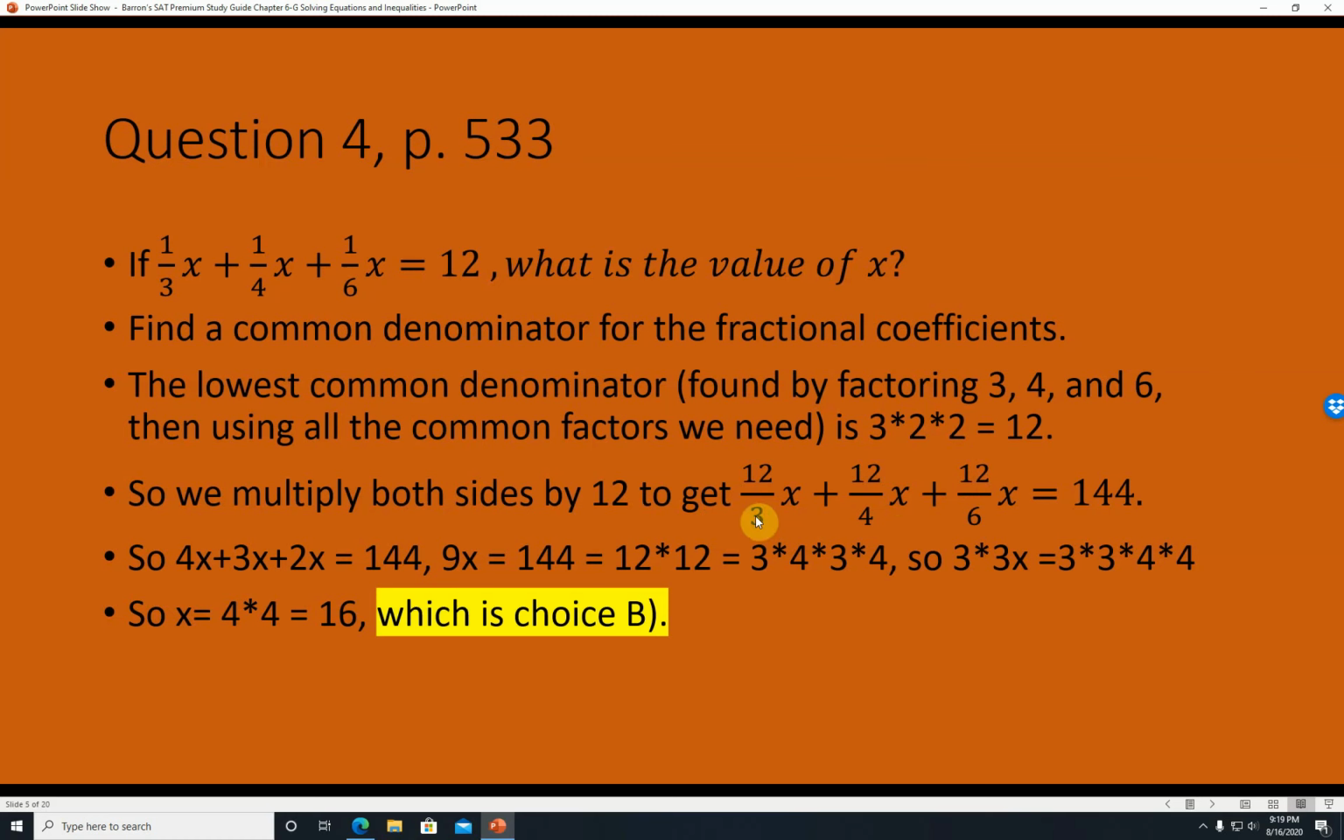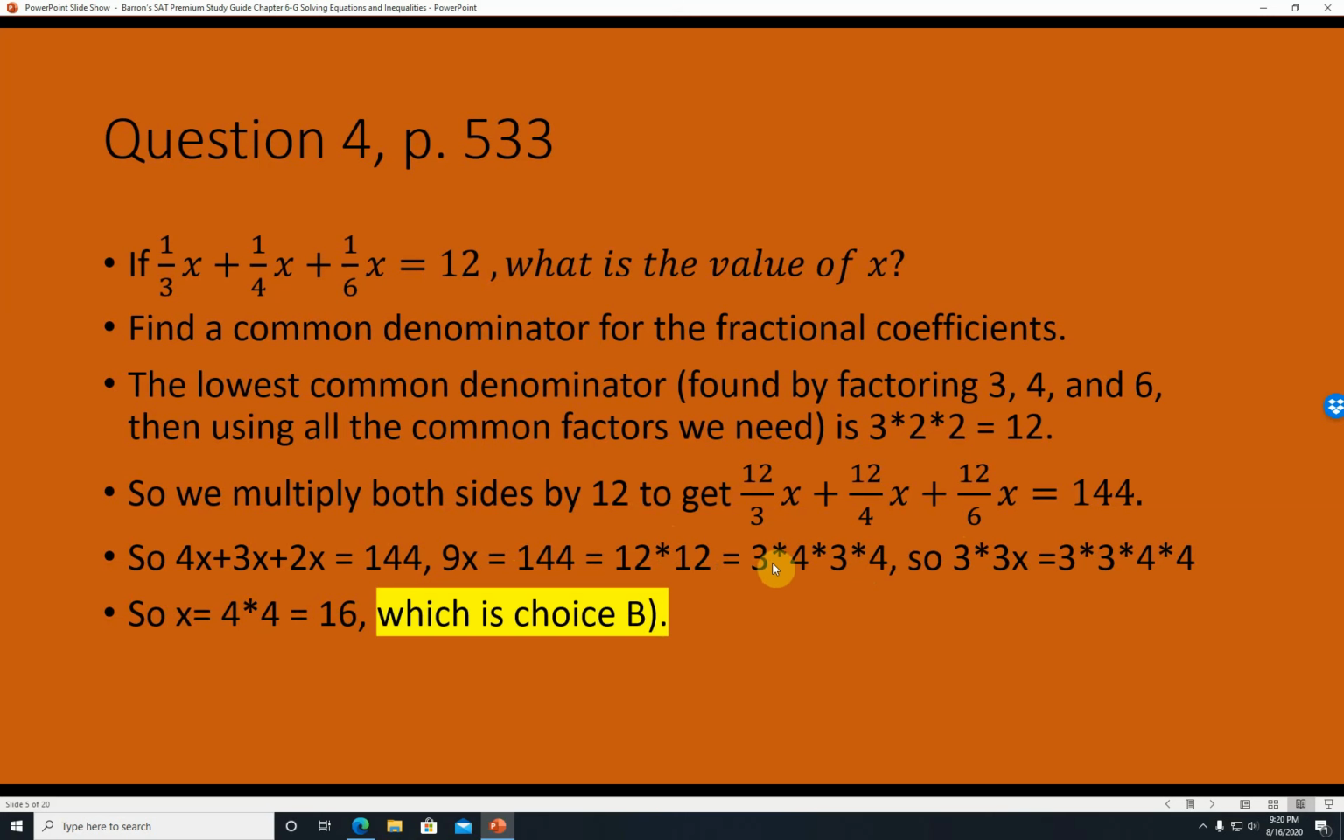So then this just simplifies to 4x, 3x, and 2x. So 4x plus 3x plus 2x equals 144. 9x is equal to 144. 4 plus 3 plus 2 is 9. And then you can factor this. You can go, all right, 12 times 12 is 144. And then you can factor that even further to just 3 times 4 times 3 times 4. So then 3 times 3x, which is 9x, is equal to 3 times 3 times 4 times 4. If we divide by 3 and 3, then we just end up with x is equal to 4 times 4, which is equal to 16, which is choice B.